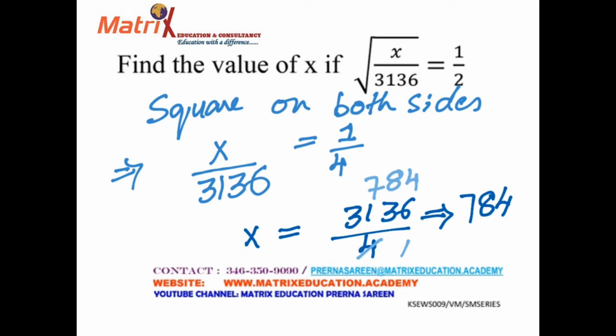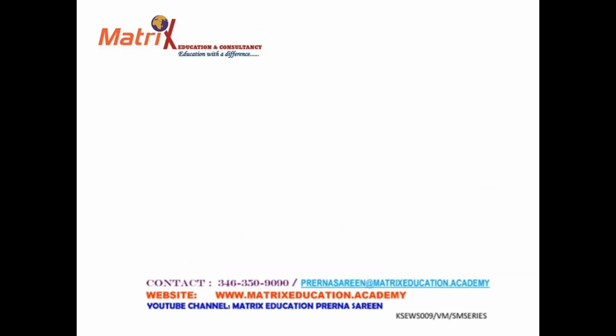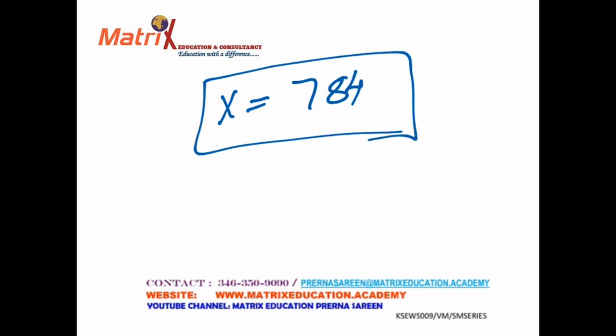So you can do whatever easy method works for you, but just see that you don't make any calculation mistakes. So the final answer here is 784. The value of x is equal to 784. This is my final answer.